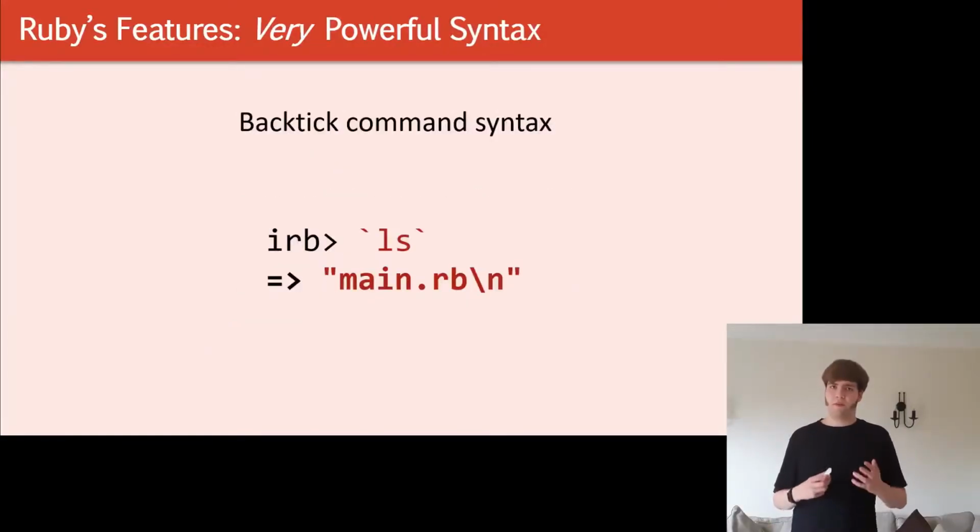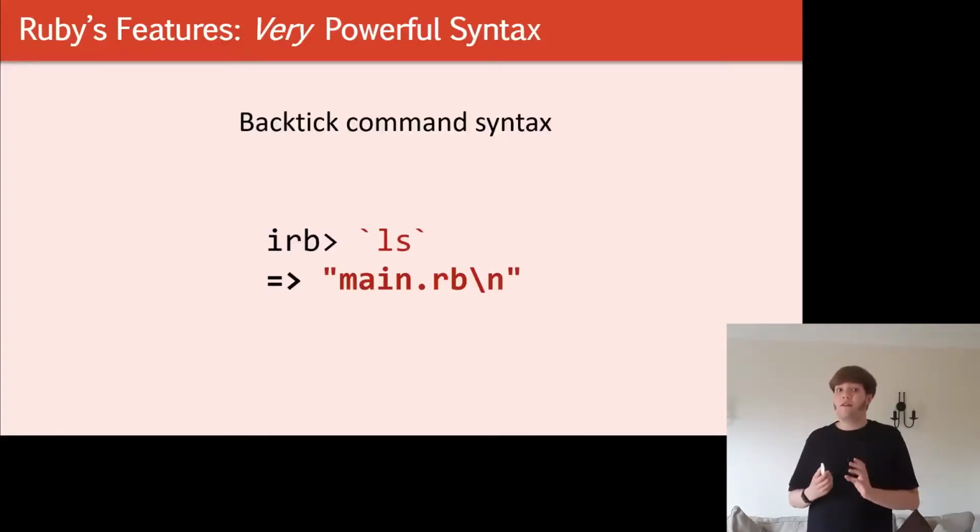Another interesting part of Ruby's syntax, which is a bit more unusual, is the backtick command syntax. If you write a string but use backticks instead of quotes, it is executed as a command on your system, and the resulting string is the result of that command. Here we've used the Unix ls command to list the files in the current working directory, and get the result as a string from within Ruby.